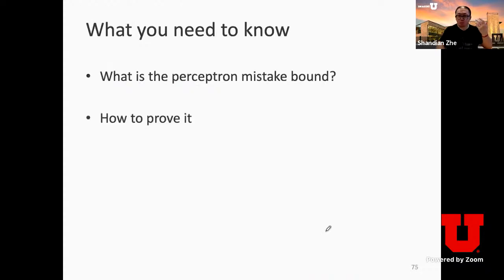So what you need to know about this mistake bound theorem: you need to know the meaning of this bound and how to prove it. You need to be very familiar with the details of the proof.